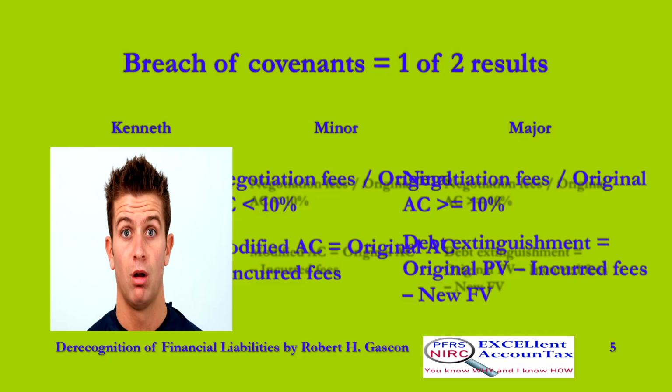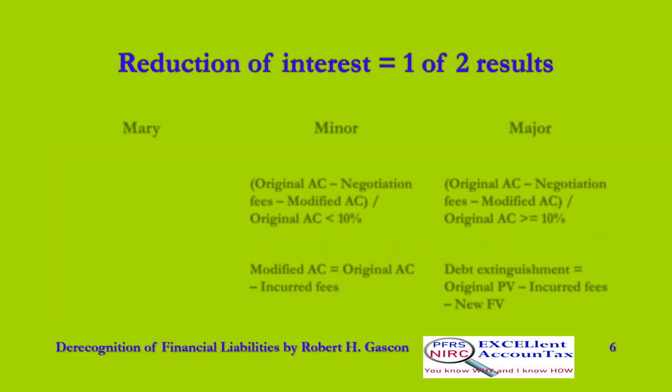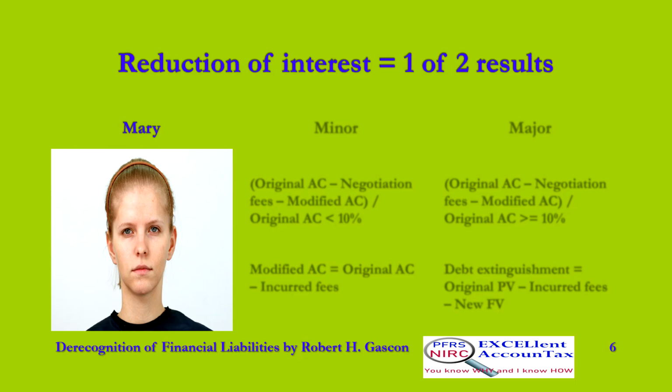When covenants were breached, the accounting treatment depends on whether that breach is deemed as minor or major. If interest rate was reduced, how is that reduction accounted for? We listen to Mary.